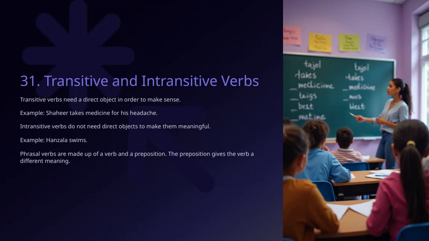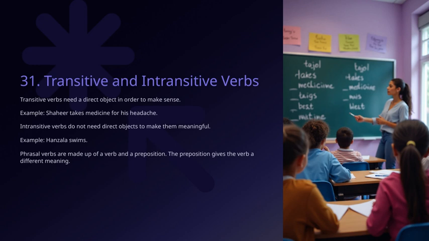Now let's look at transitive and intransitive verbs. Transitive verbs are those that need a direct object to make sense. For example, when I say Shahir takes medicine for his headache, the word takes is a transitive verb because it requires medicine to complete the idea. Without the object, the sentence wouldn't be clear. On the other hand, intransitive verbs don't need a direct object at all. For instance, when I say Hanzala swims, there's no need for anything else to make that sentence complete. The verb swims stands alone and conveys a full idea.